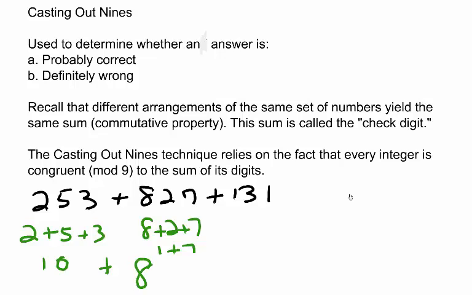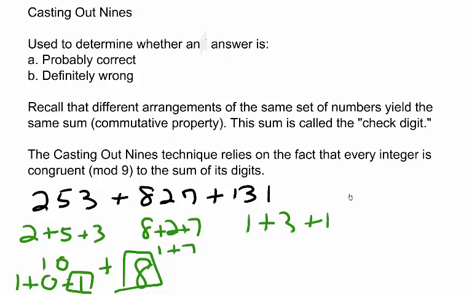Going back to revisit our first check digit, once we get to 10 we aren't finished. We have to break it down to 1 plus 0. So this check digit is actually 1. A check digit is a single one-digit number. Now let's look at 131. That's 1 plus 3 plus 1. That gives us 5.